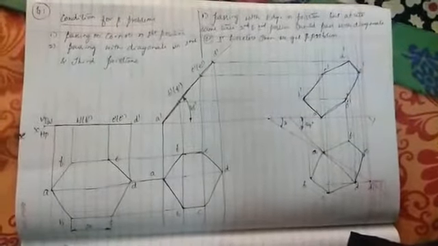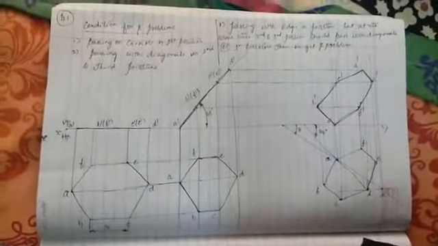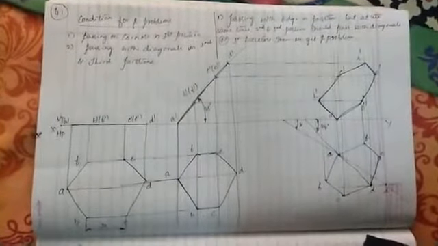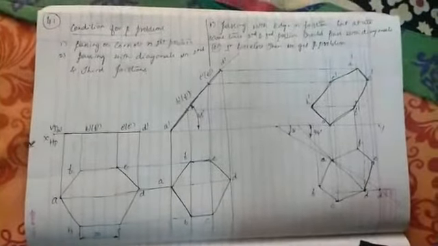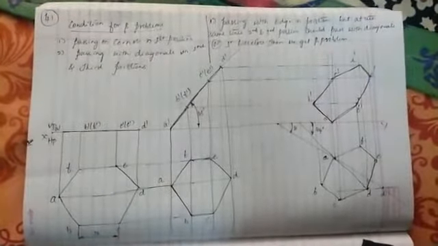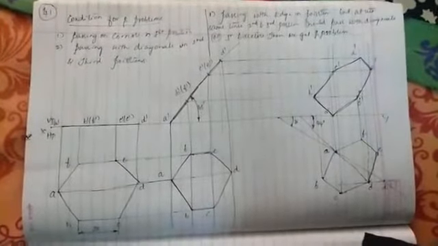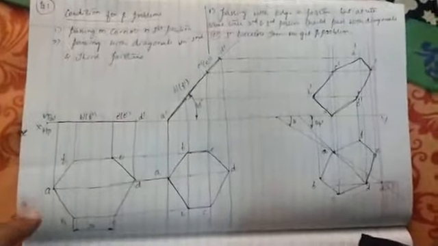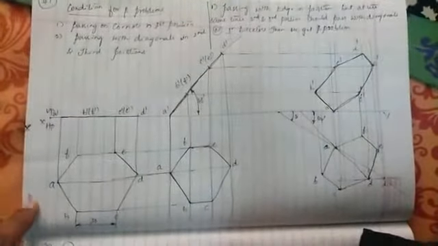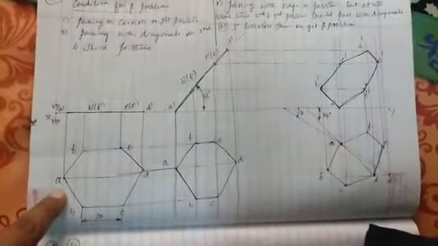Okay, today's class we have to discuss a hexagonal plane resting on one of its corners on HP. At the same time, we have to discuss the condition for the beta problem. In order for a beta problem to arise, what is the condition? The first condition is that whatever the plane is resting on, whether it is HP or VP, it has to rest on one of its corners.